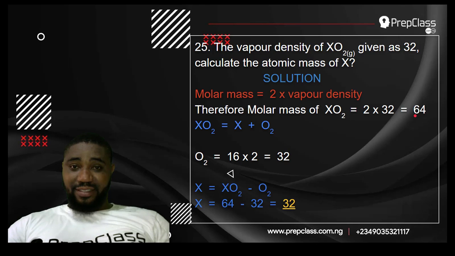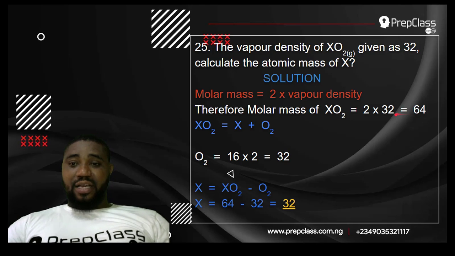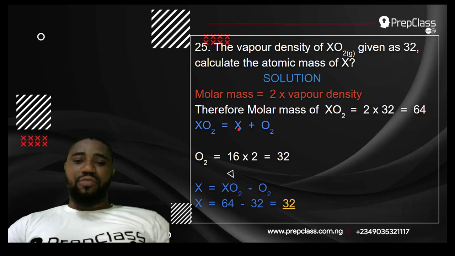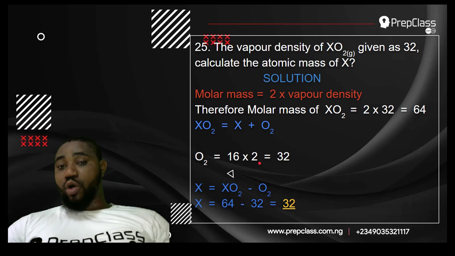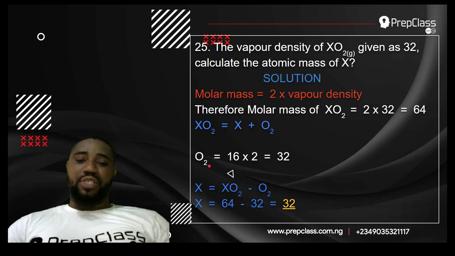Do you get that? So 2 times 32 is what? 64. So XO2 consists of X plus O2. Do you understand? So of course O2 equals 16 times 2. Remember that the atomic mass of oxygen is 16. You see some question, right? O equals 16. So that's the atomic mass of oxygen. So because it's 2 atoms of oxygen here, which is 1 molecule, that becomes 2 times 16. So that's 16 times 2, that's 32.